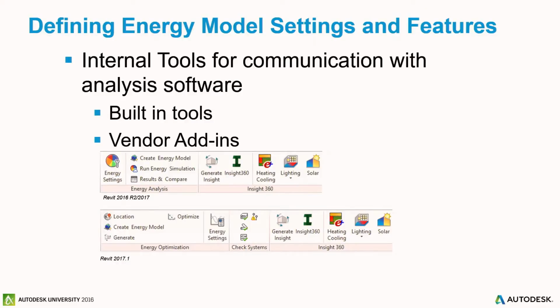And what helps this become easier and helps us get over that communication hump is making sure that we have the tools built in as much as possible in here. So the built-in tools or vendor add-ins are critical to making this work. And if you look up on the screen, you're going to see that I've got two examples in here. We have the Revit 2017 Analyze tab that has the Insight 360 plugin already loaded. And we also have the out-of-the-box energy settings, create energy model. Revit 2017.1 introduces a new tool. We're going to talk about this a little bit later, called energy optimization. And now it's part of the package. So you need to make sure those tools are built in.